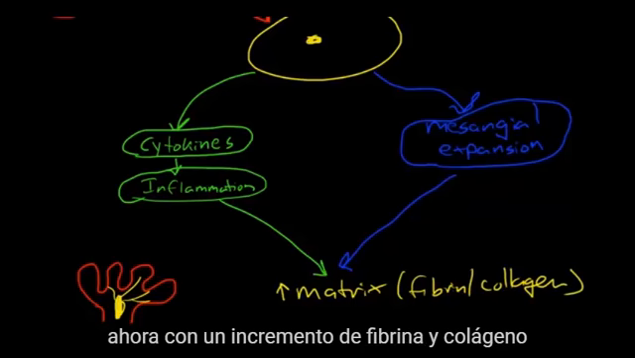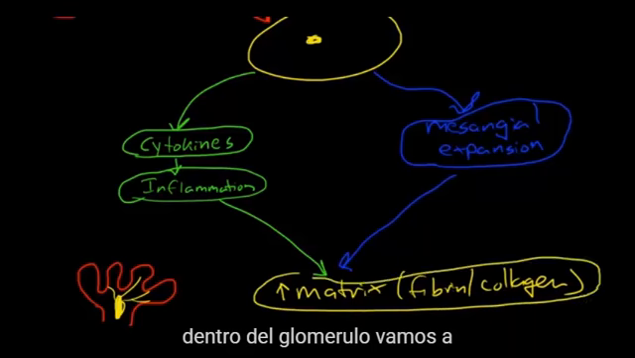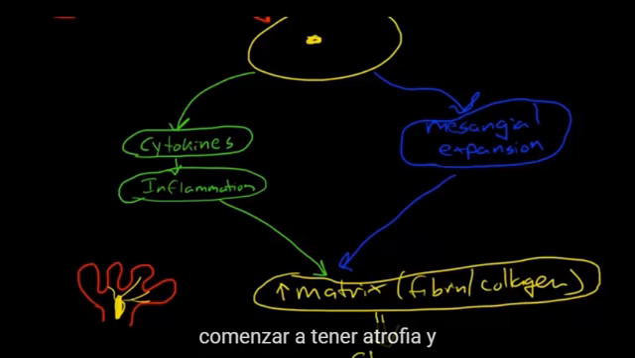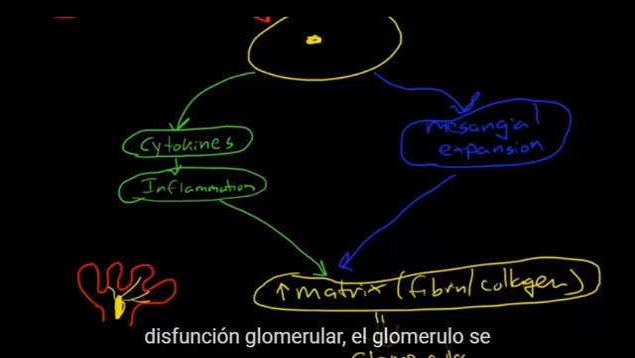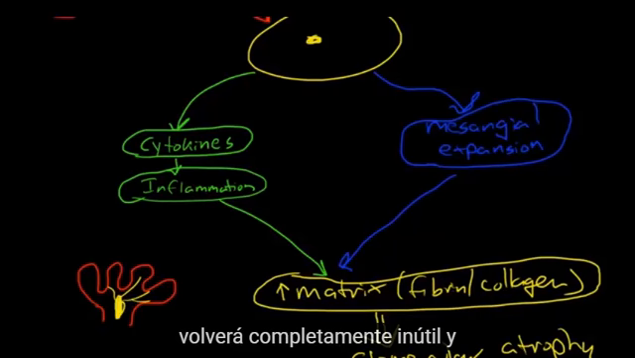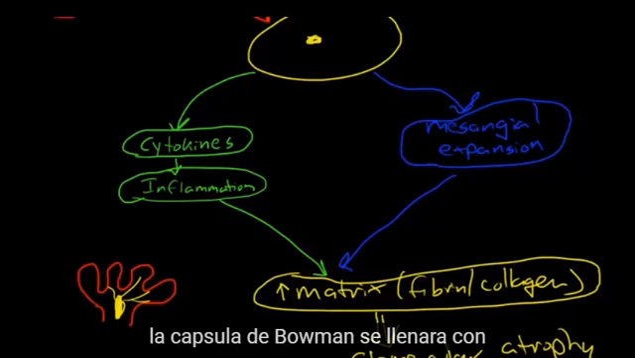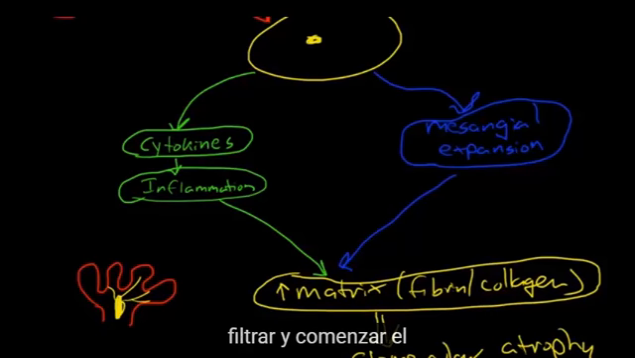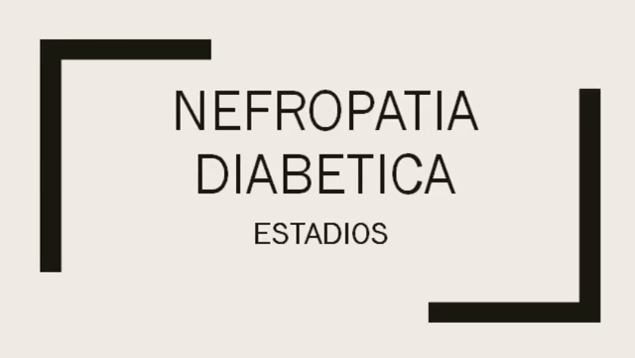Now, with increased fibrin and collagen within the glomerulus, we're going to start to have glomerular atrophy and dysfunction. Okay, the glomerulus will eventually become completely useless, and Bowman's capsule will be filled with fibrin and collagen and no longer be capable of filtering and beginning the process of.